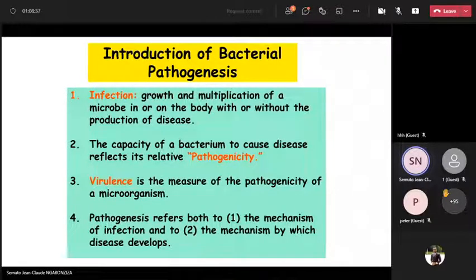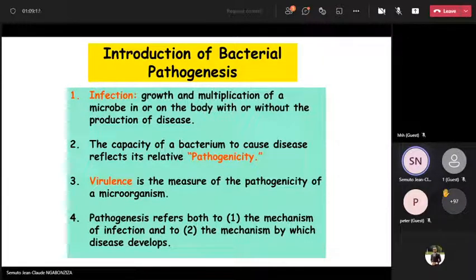And with virulence, we are comparing the same species. Virulence is about the species you are talking about. By comparing different strains of the same species, you can say this strain is more virulent than the other. So virulence is the measure of pathogenicity and can be compared between strains of the same species of bacteria.